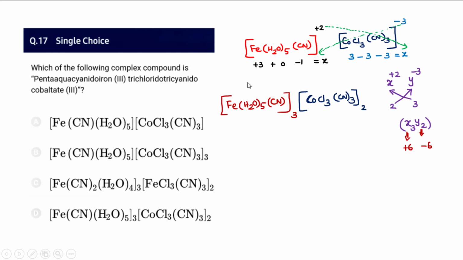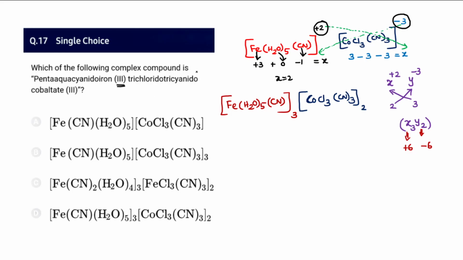Next, 17th question. Which of the following complexes represents pentaaquacyanidoiron(III) trichloridotricyanidocobaltate(III)? So write that formula and then identify the entity charge. To identify the entity charge as +2 and -3, we use this technique. Iron is given as +3 in the question itself. So 3, for water it is 0, for cyanide -1. The entity charge is assumed to be X, so X equals 2. That is why the charge is written here as +2 on top.